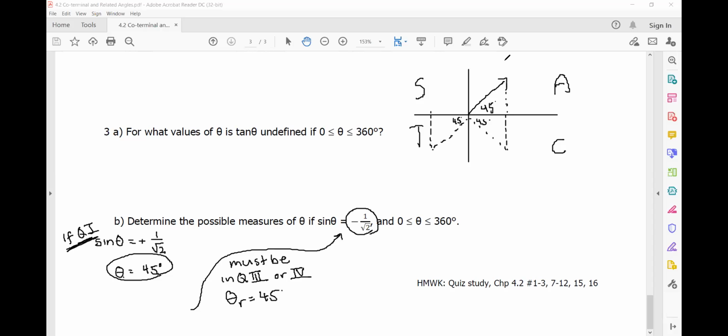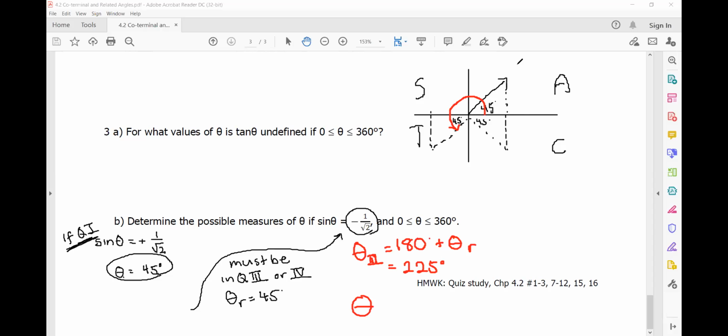all it's asking is what the answer is. So if you have the reference angle, it becomes pretty straightforward. I'll use red. The first angle in quadrant 3 is right here. So theta 3 is going to be a full 180 degrees plus my reference angle of 45. The first angle that will give me negative 1 over root 2 is 225.